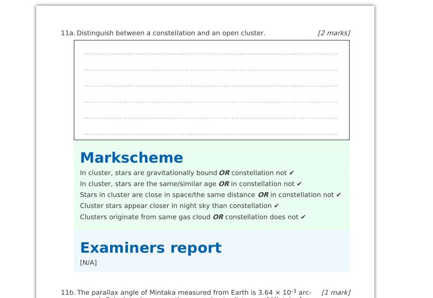What else does it say? It says clusters originate from the same gas cloud. Yes, because they were made at the same time, so they came from the same place. Constellation stars are not, because they're not actually close together. So thankfully they give 5 different ways, and they only want 2 marks. They only want 2 different ways. I would say probably the biggest difference, if you ask me, is that constellation stars are not actually close together, whereas open cluster stars are.